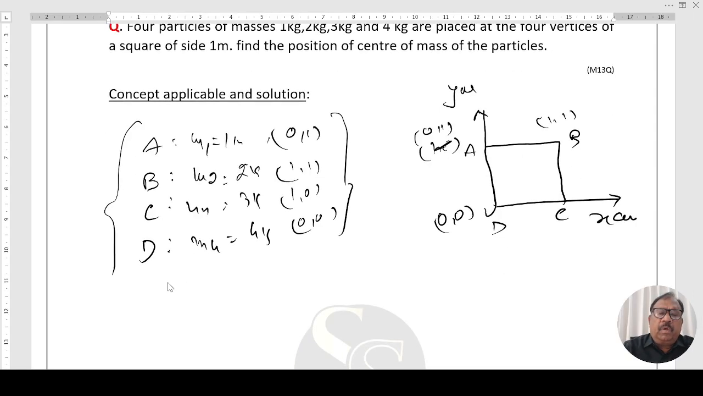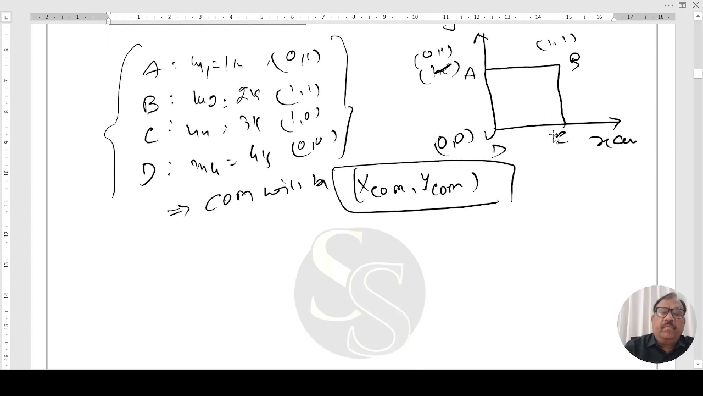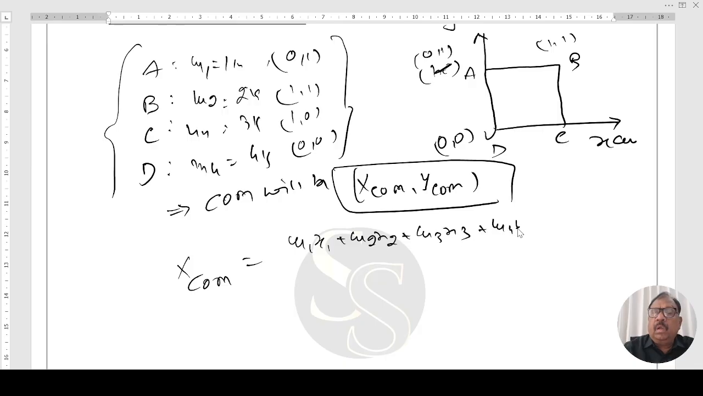So the center of mass will be X_CM, Y_CM. We have to find this. Now using the concept, X_CM will be equal to M1 X1 plus M2 X2 plus M3 X3 plus M4 X4 divided by M1 plus M2 plus M3 plus M4.